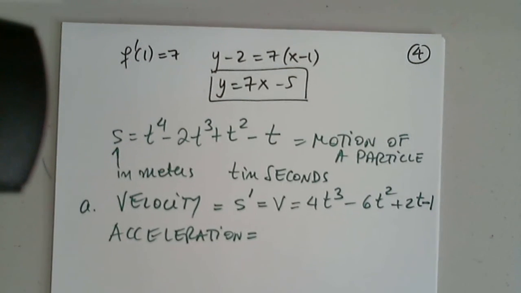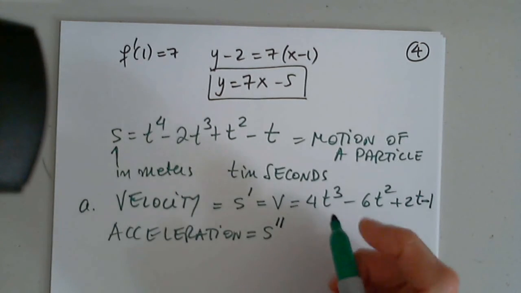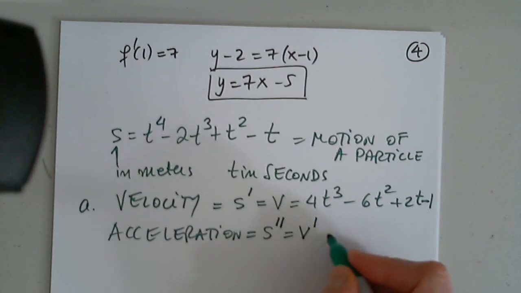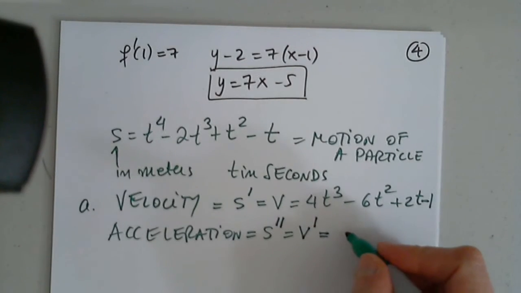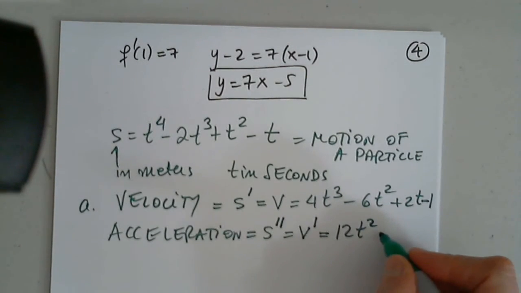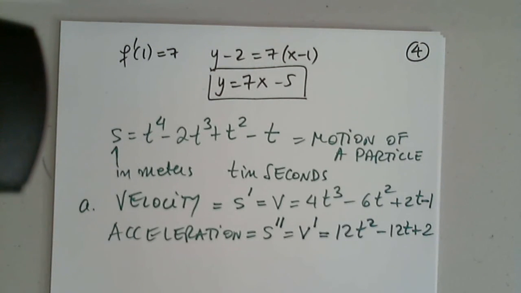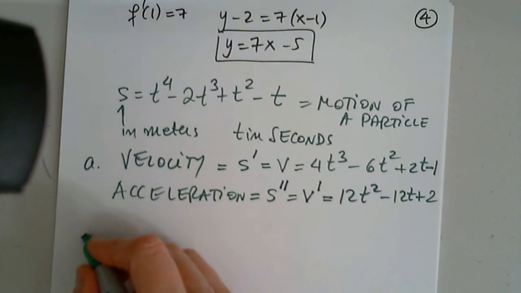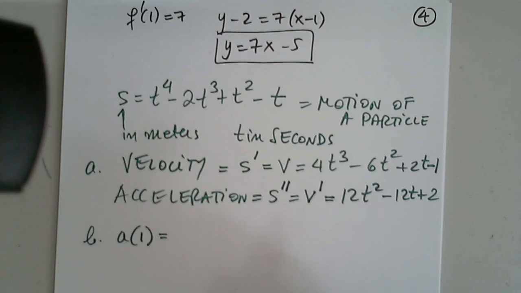Excellent, great job. Can anyone give us the acceleration, which will be the second derivative of the distance or the first derivative of the velocity? Can I try? Yes, please. It's 12t squared minus 12t plus 2. Very good. That was part A. Part B. Find the acceleration after 1 second. So we're going to put t equal to 1. The acceleration at 1.